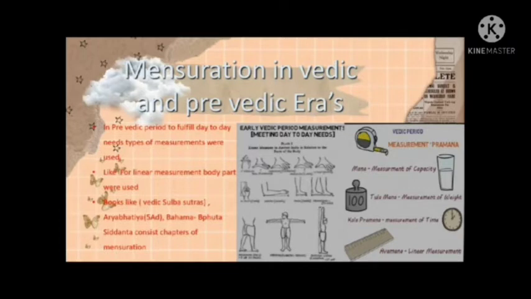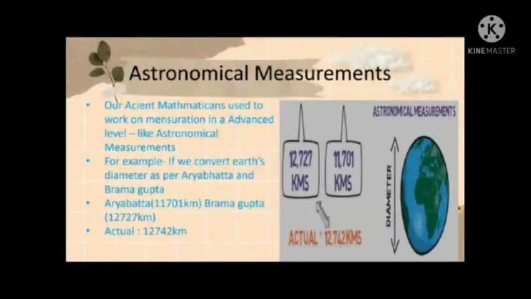Our ancient mathematicians used to work on mensuration at an advanced level, like for astronomical measurements. For example, if we convert Earth's diameter into kilometers as per Aryabhatta and Brahmagupta, then Aryabhatta is 11,701 kilometers and Brahmagupta 12,727 kilometers, and actually it is 12,742 kilometers. That is very close to the actual diameter and without any modern-day telescope.